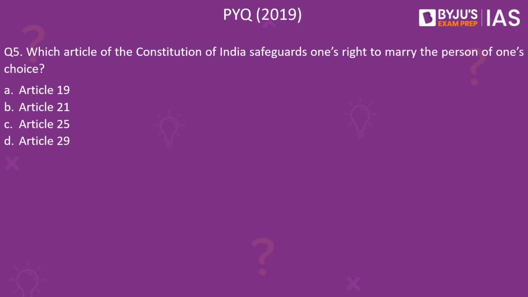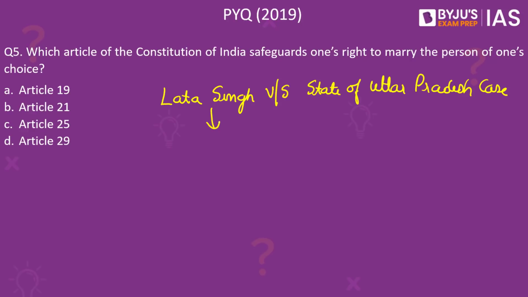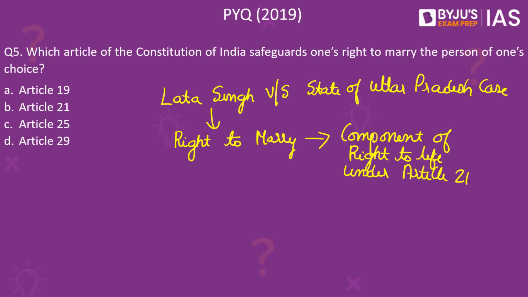In the Lata Singh versus the state of Uttar Pradesh case, the Supreme Court held right to marry as a component of right to life under Article 21 of the Indian Constitution. Note, Article 21 states that no person shall be deprived of his life and personal liberty except according to procedure established by law. Similar observations were made again by the Supreme Court in the Hadia case. Here, the Supreme Court noted the right to marry person of one's choice is integral to right to life and liberty. So it becomes evident from this discussion that the answer to this question is option B, Article 21.